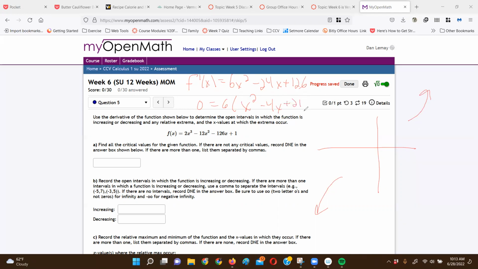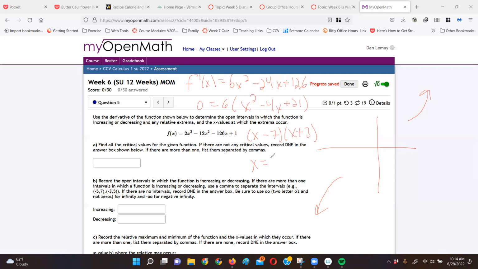Positive 21. Now, if I divide 0 by 6, it's out of the way. So all I really have to zoom in on is the x squared minus 4x plus 21. I could use the quadratic formula, but this also factors very easily to x minus 7 times x plus 3, because if you subtract 7 and 3, you get 4 in the middle, and it's negative.